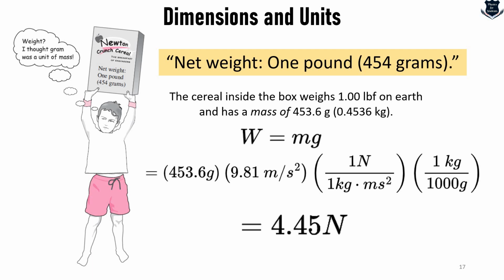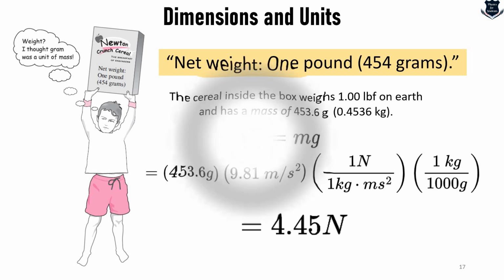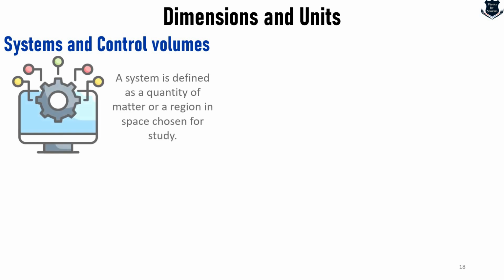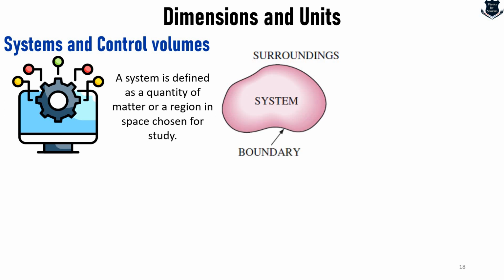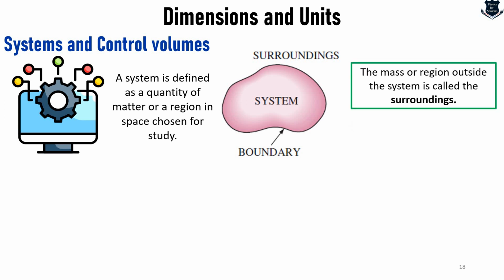Once we have calculated this, we come to another thing: all those formulas and things are applied to what is called a system. Here we have to define a few things: what is called a system and control volumes. A system is defined as a quantity of matter in space chosen for study. I would take a very simple example. The mass or region outside the system is called the surroundings, as depicted in this figure. The real or imaginary surface that separates the system from its surroundings is called the boundary.